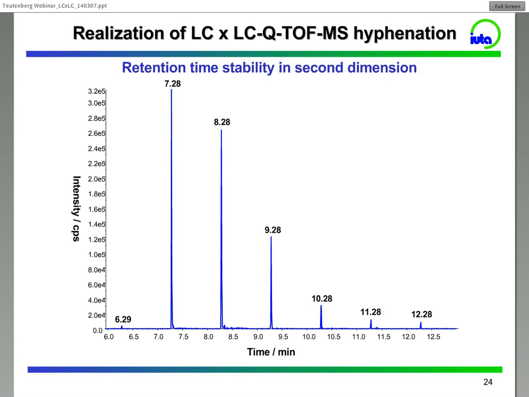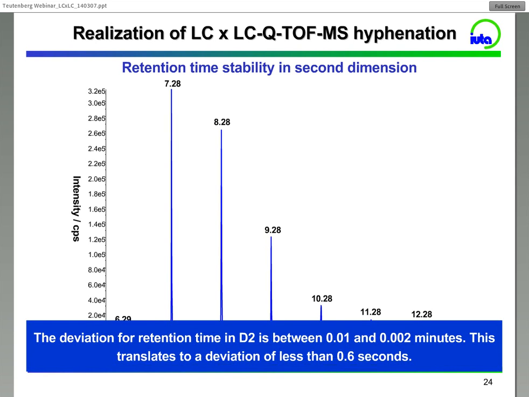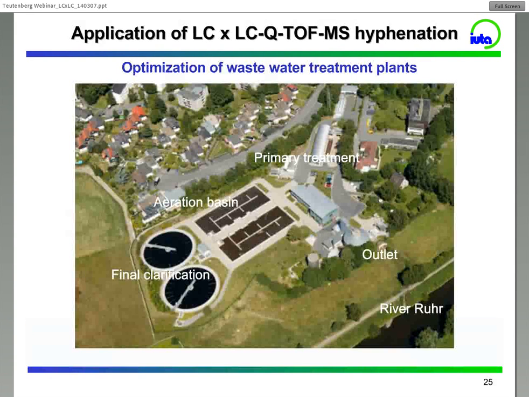And what you can see here is that for every fraction we take, the difference is after the third decimal point. So deviation in D2 is just between 0.01 and 0.002 minutes, which translates to a deviation of less than 0.6 seconds. I think this is really brilliant for micro-LC, and it underlines that micro-LC is really a robust technique.